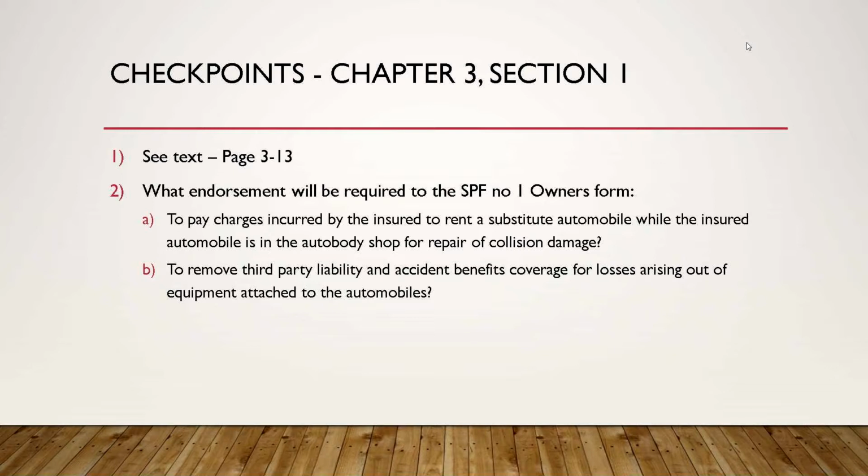C: in provinces having government automobile insurance plans, private insurers are permitted to compete for excess coverages only. That is true. D: when automobiles are rented on a short-term basis and a lessee's own automobile is insured by an SPF number 1 owner's form in their own name, there is no need to purchase third-party liability or accident benefit coverages from the lessor. That is true. It's in their own name. They already have a policy. They don't need to purchase insurance.